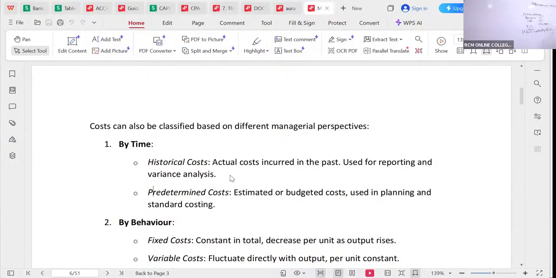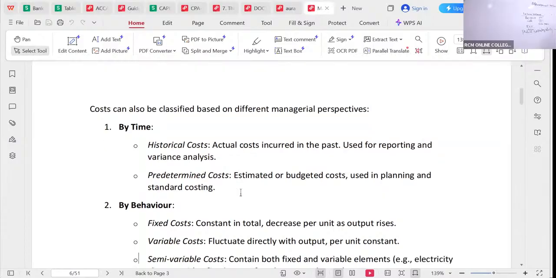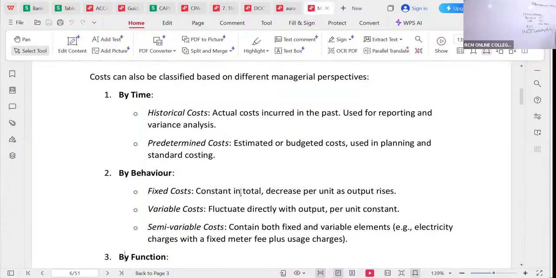So historical costs are actual costs incurred in the past, used for reporting and variance analysis. Then we have future costs, which are determined, estimated or budgeted costs used in planning and standard costing. Then we have number 2. The second classification is by what here, somebody? Behavior. Under behavioral classification, we have 4 types of costs. Are you able to remember them? Because you've done them with my colleague.